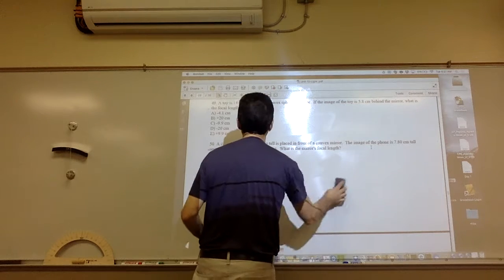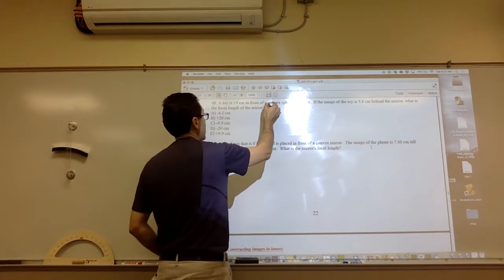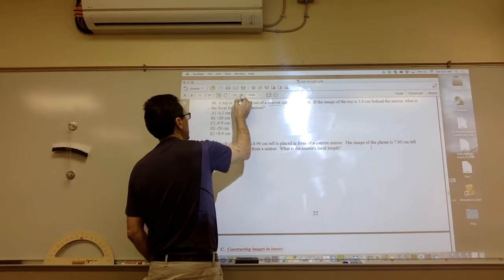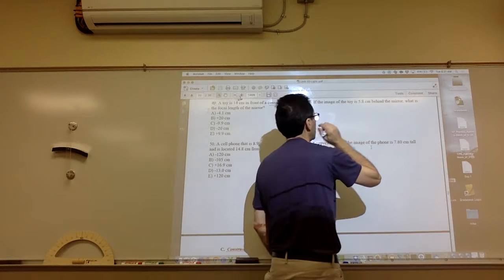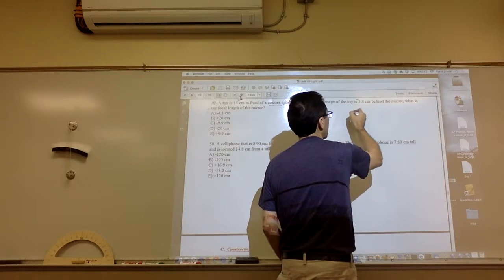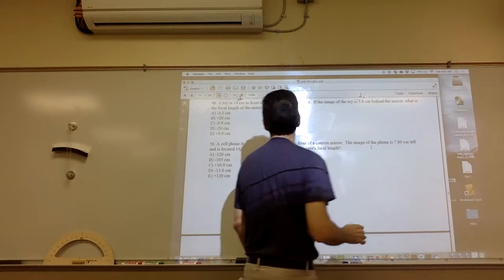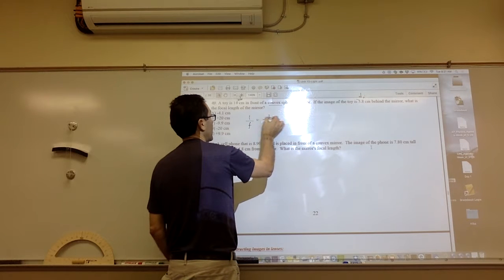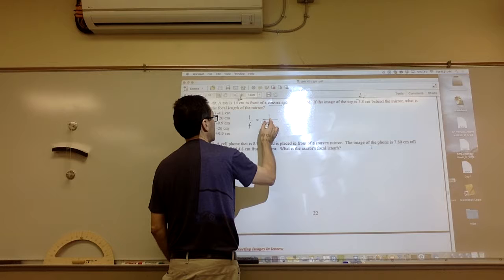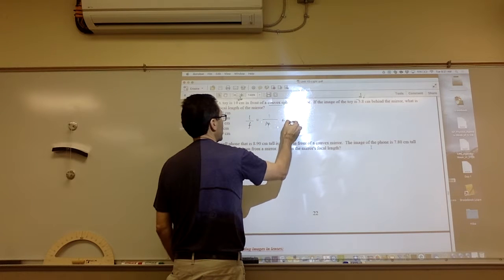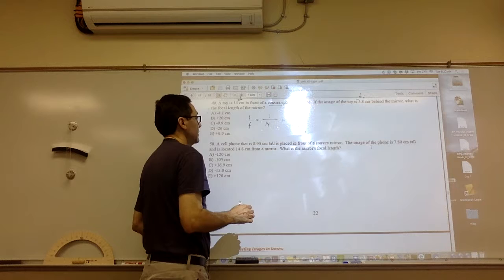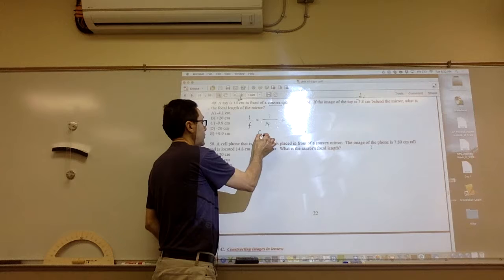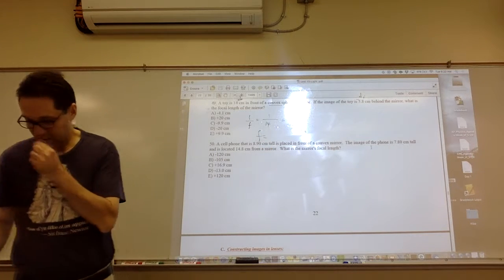Okay, a toy is 14 centimeters in front of a convex mirror, right? So this is do. If the image of the toy is 5.8 centimeters behind, so that's negative, that's di. What is the focal length? So it should be easy. 1 over f equals 1 over 14 plus 1 over negative 5.8. Now you can do this in the calculator. You can do 14 to the negative 1 plus negative 5.8 to the negative 1, and you can just take the negative 1 of the whole thing later.